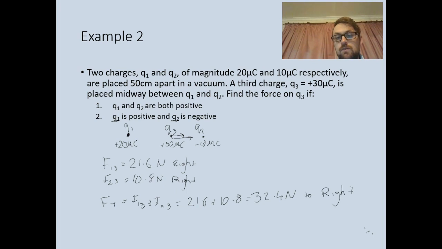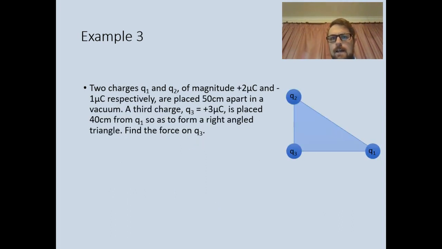Okay, now those two examples were for a straight line. However, we can get triangles involved, and we'll have a look at that now. What we've got is two charges, Q1 and Q2, of 2 microcoulombs and 1 microcoulomb. So this one's 2 microcoulombs and this one's 1 microcoulomb. This one is minus and this one is plus. They're placed 50 centimeters apart in a vacuum.